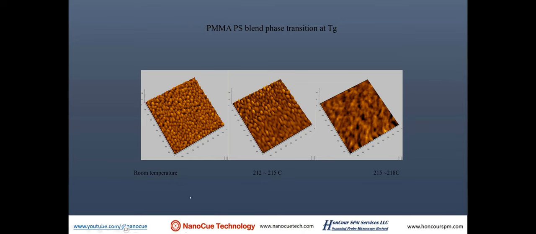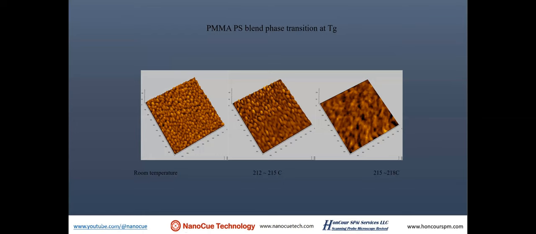Now at 200 to 250, 212 to 215 degrees C, high temperature, you can see the two phases of polymer started blending into each other. Above 250 degrees C, these two phases merge into one. So we're observing a transition. And notice the center image shows not one temperature, but two temperatures, 212 to 215 degrees C.